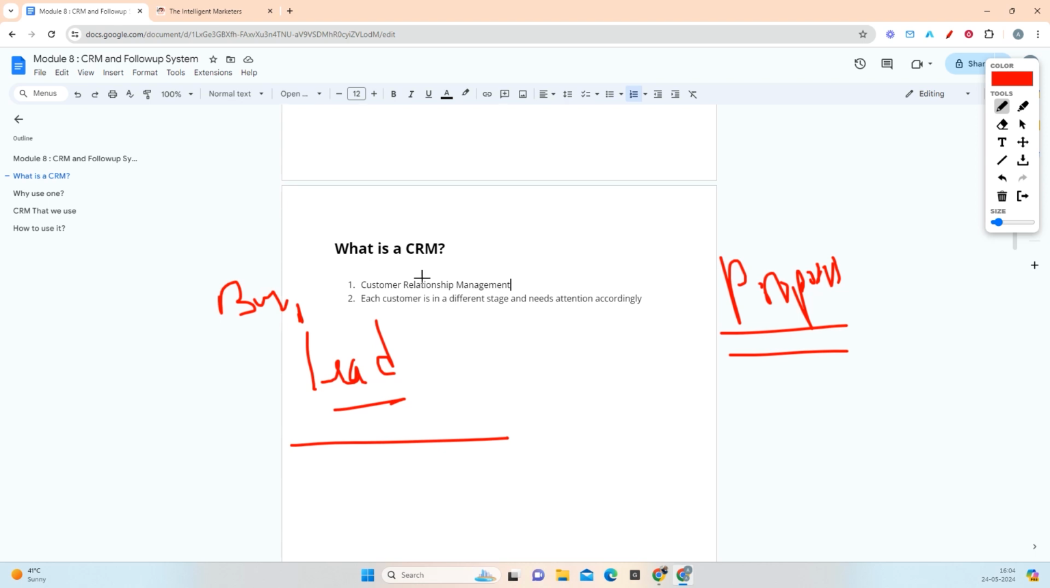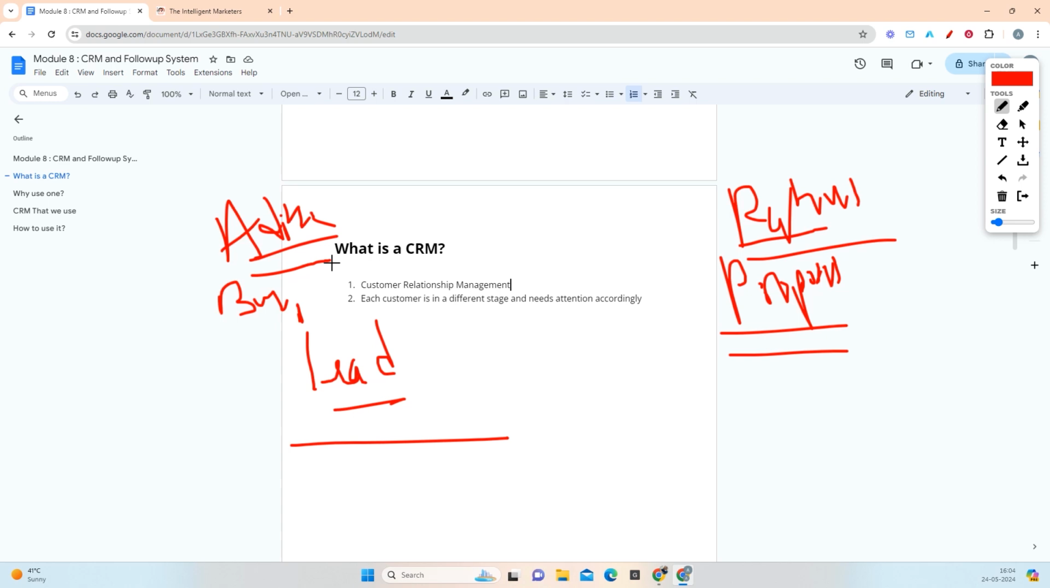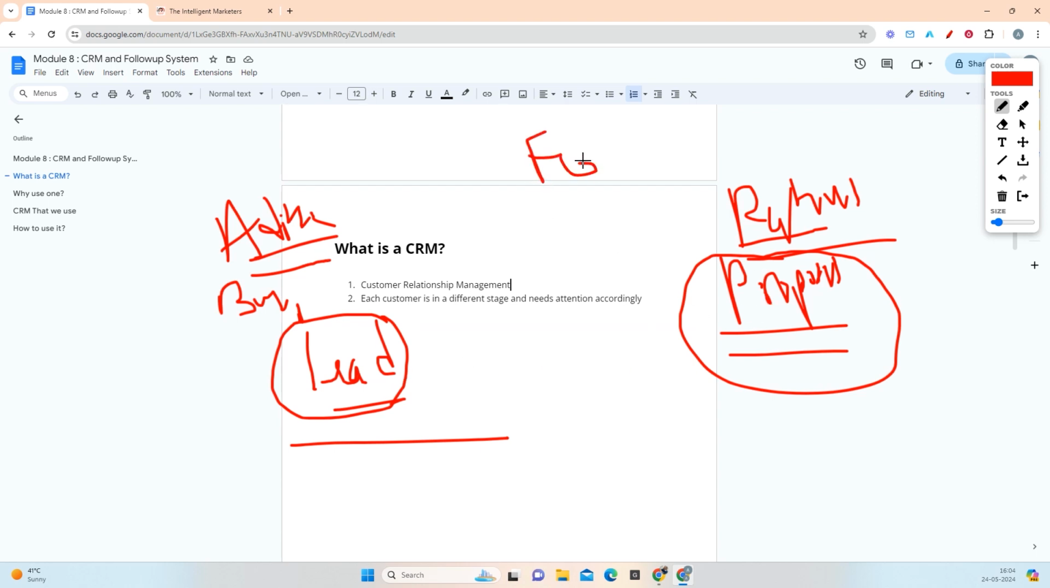Let's say here is Aditya, who has just submitted a lead, and here is Rahul, for whom you have just submitted your proposal. Aditya requires a different type of attention because he is a fresh lead, and Rahul requires a different type of attention as well as communication because you have already submitted the proposal to him. In between these two is where your follow-up system would come into the picture. I hope you understand what a CRM is now.